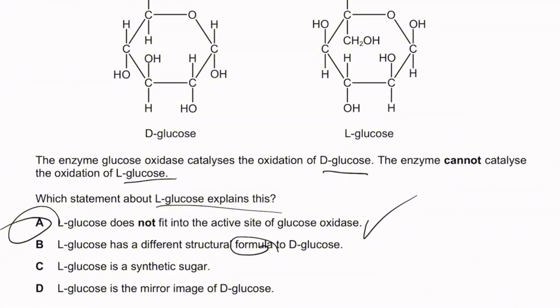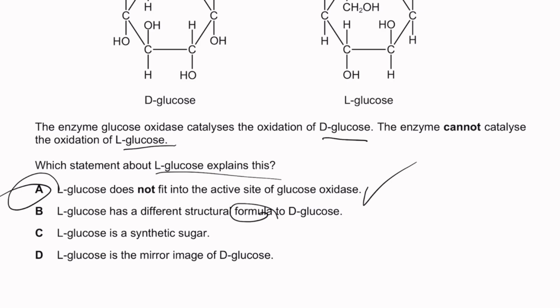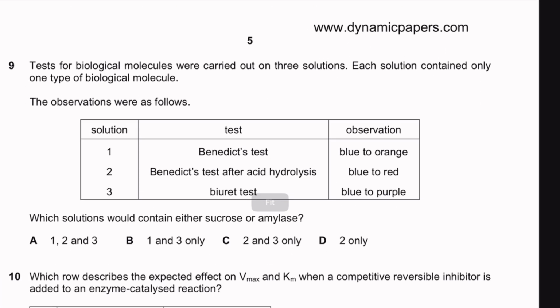L-glucose is a synthetic sugar. That's not the case. I mean, it's not even the reason why it can't fit into the enzyme. And L-glucose is a mirror image of D-glucose. Again, not a reason.